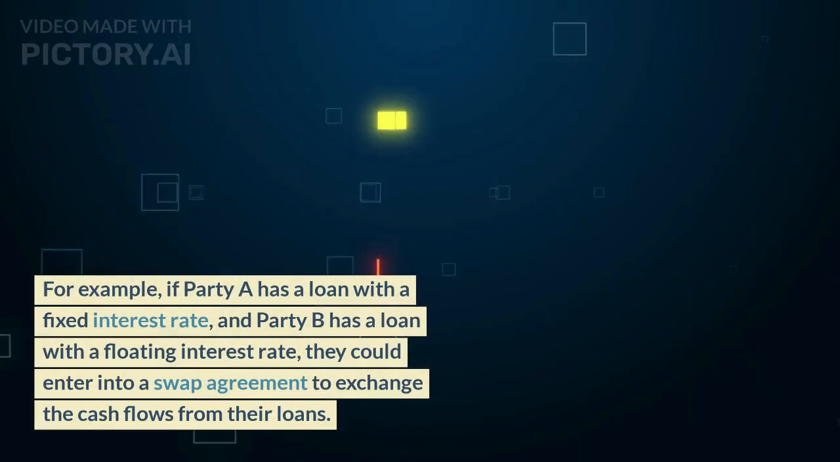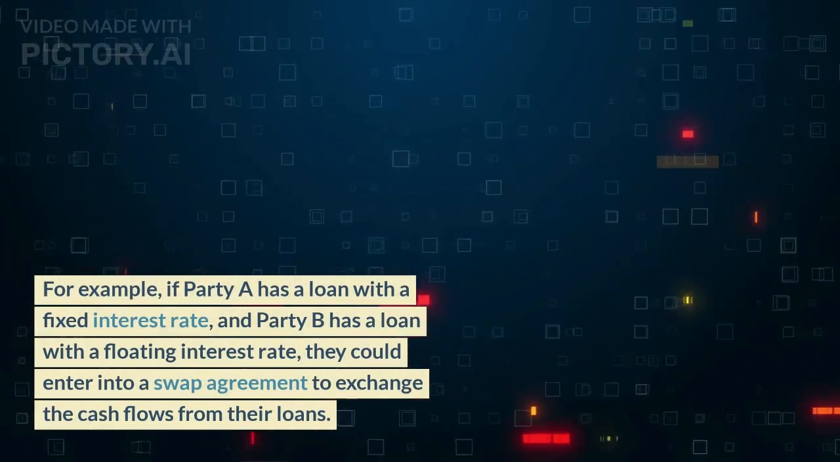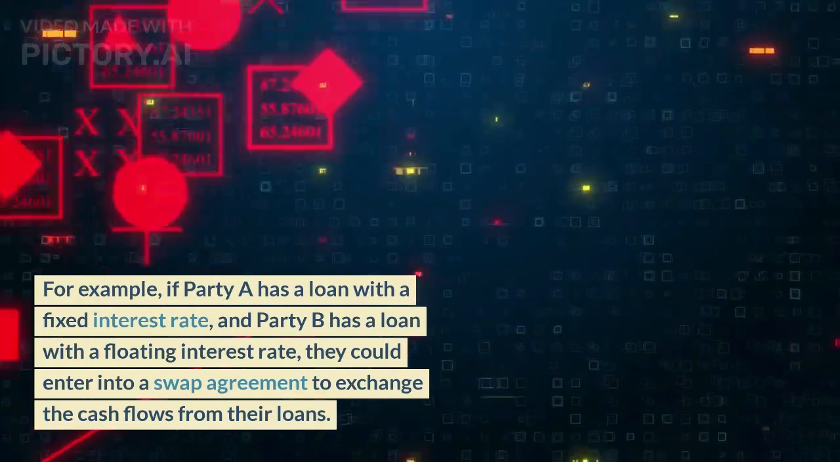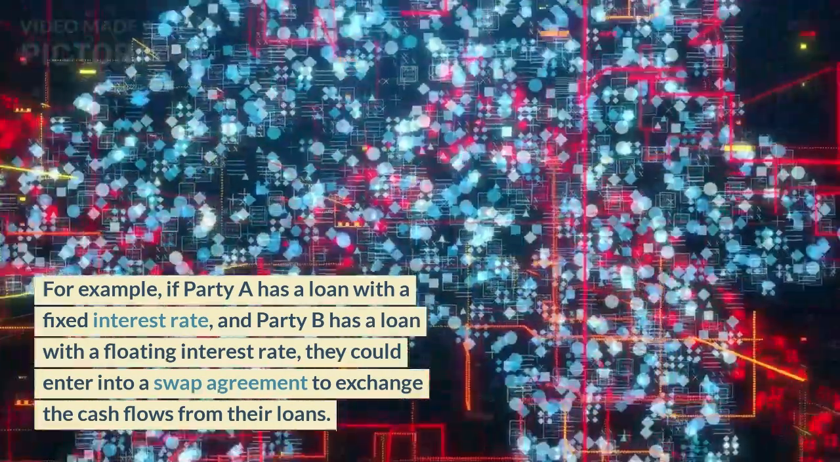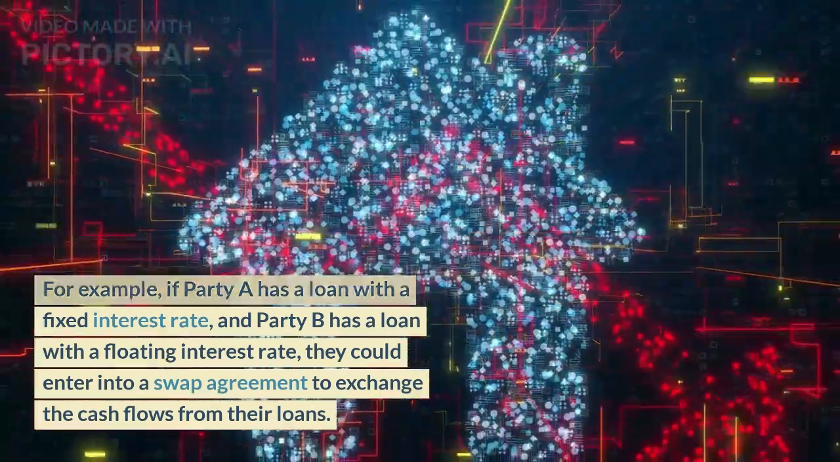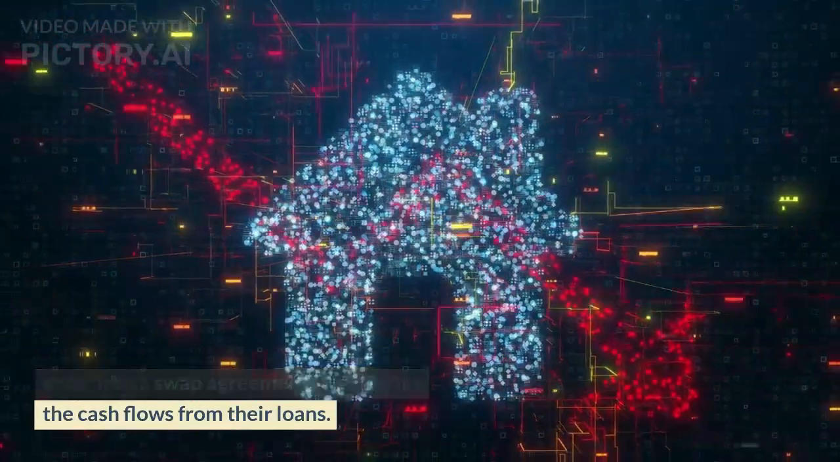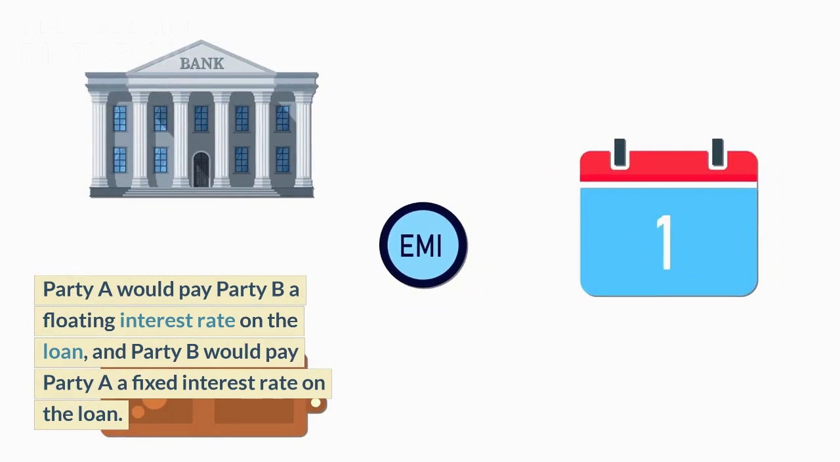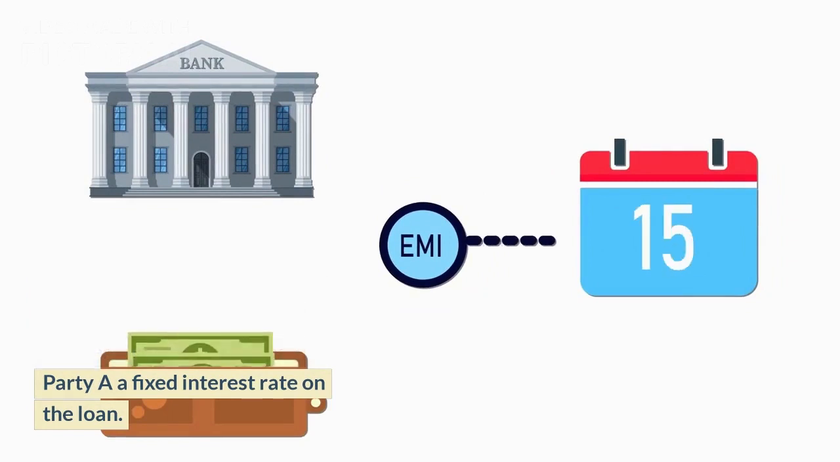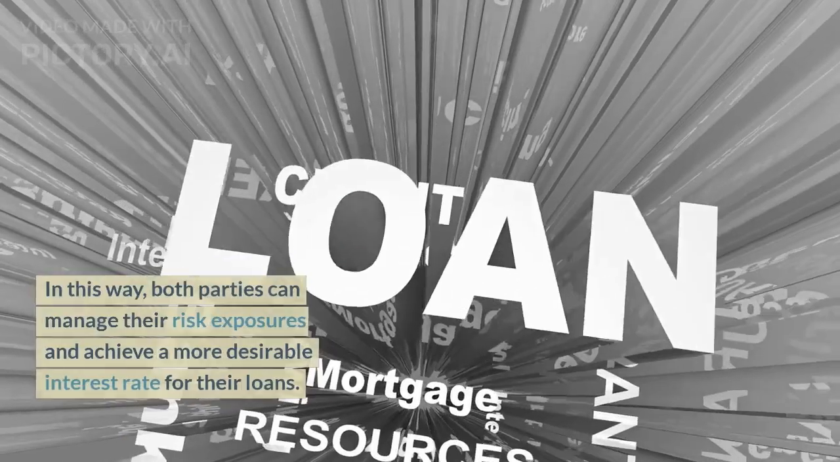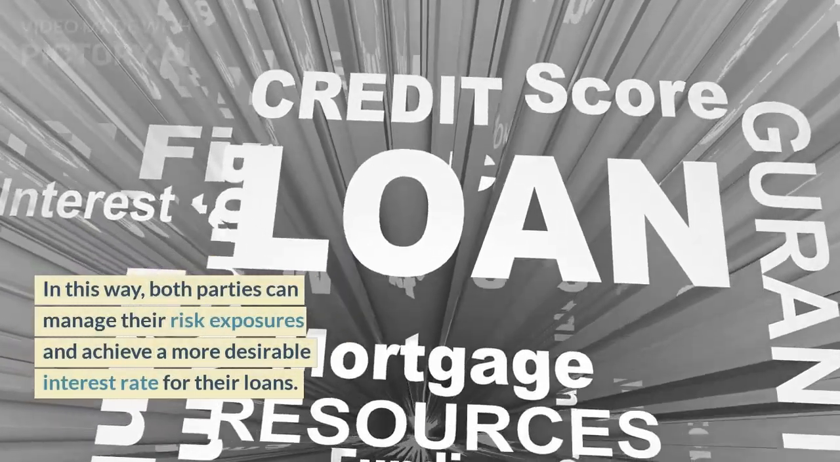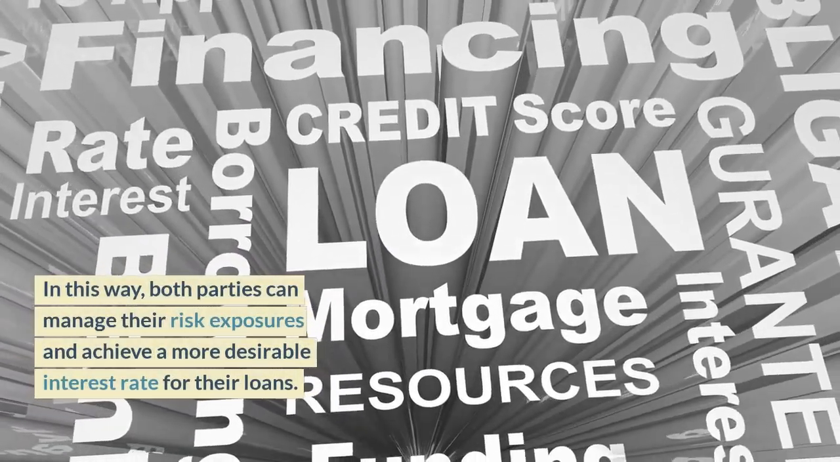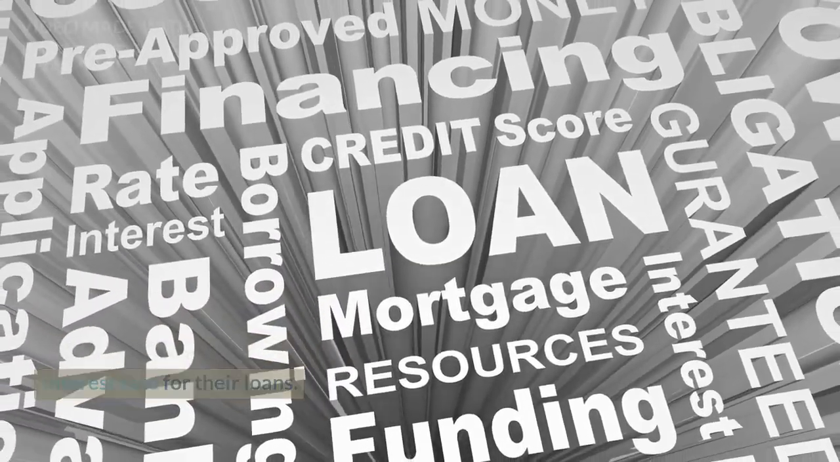For example, if Party A has a loan with a fixed interest rate, and Party B has a loan with a floating interest rate, they could enter into a swap agreement to exchange the cash flows from their loans. Party A would pay Party B a floating interest rate on the loan, and Party B would pay Party A a fixed interest rate on the loan. In this way, both parties can manage their risk exposures and achieve a more desirable interest rate for their loans.